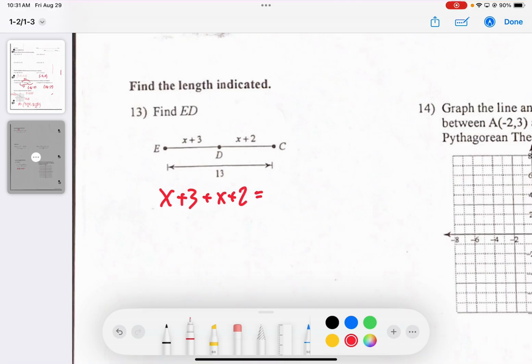So x plus 3 plus x plus 2 equals 13. Combine your like terms. 2x plus 5 equals 13. Subtract 5 from both sides. 2x equals 8.